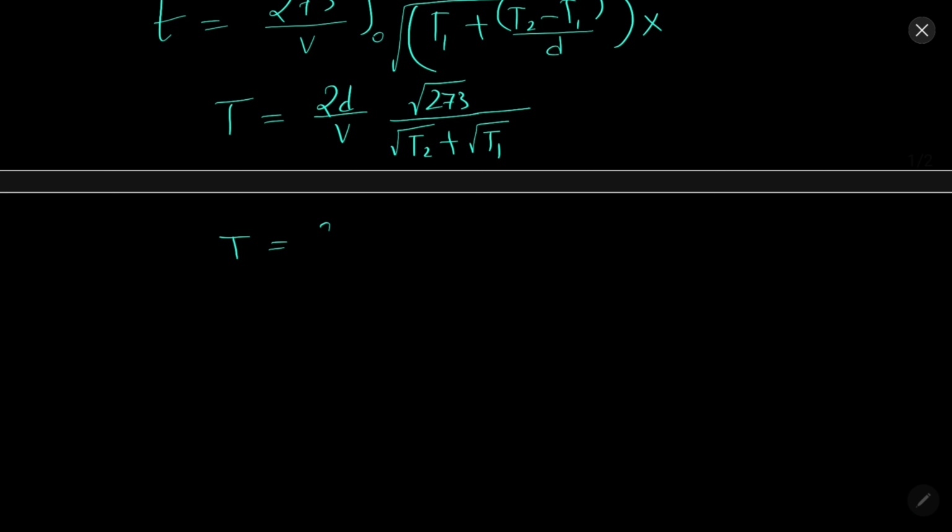Put all the values. t will be 2 into 33 over 330, 96 millisecond.